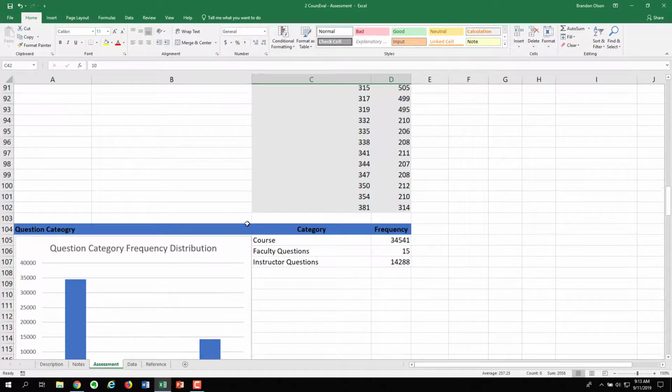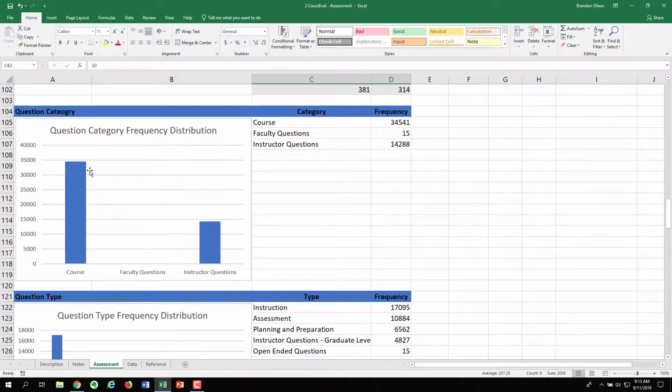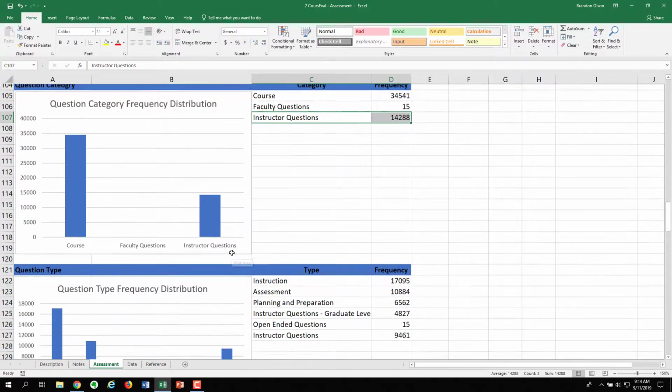All right, so next, what I did is I took a look at the different categories of questions, and I found that this is not all that useful, but it's good to see that there are 3 different types of question categories regarding the course, faculty questions, and instructor questions. And the faculty questions, looks like that was a very rare instance, maybe an exceptional instance. So those certainly wouldn't be included in the scope of the analysis. Most of the questions are going to be based on the course or the instructor. And you can see the distribution of those.